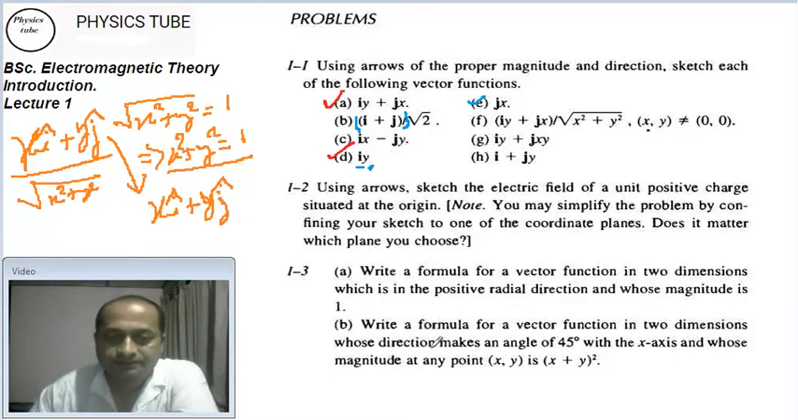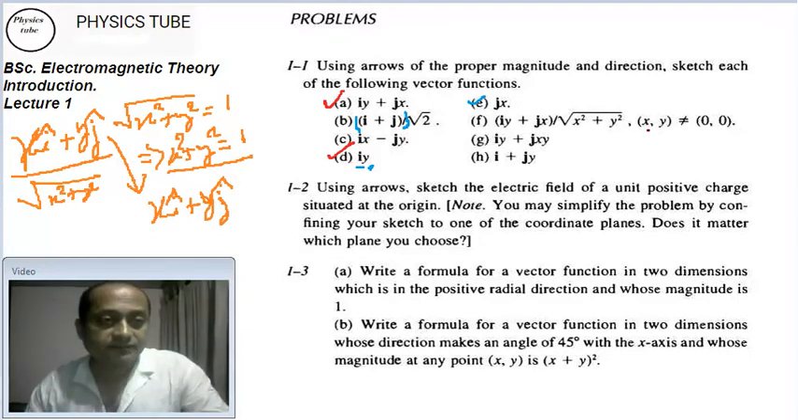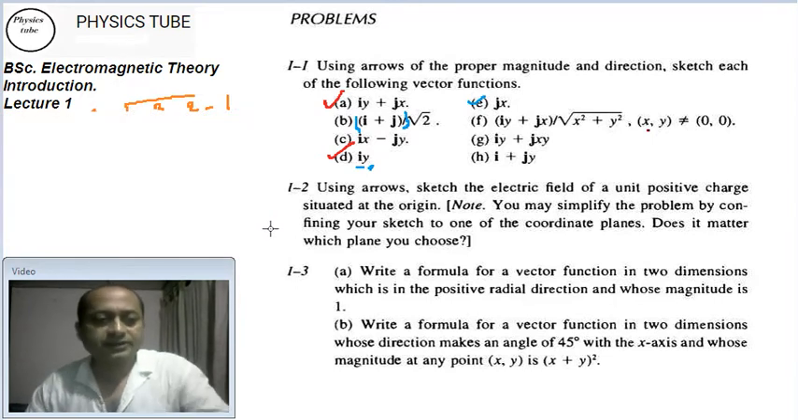The second question, third: write a formula for a vector function in 2 dimensions whose direction makes an angle of 45 degrees with the x-axis and whose magnitude at any point x and y is equal to (x plus y) whole squared. Again, very interesting. See, the intensity of the question is slowly increasing. You can see clearly the toughness is slowly and steadily increasing, because your capacity is getting increased after knowing all these facts.